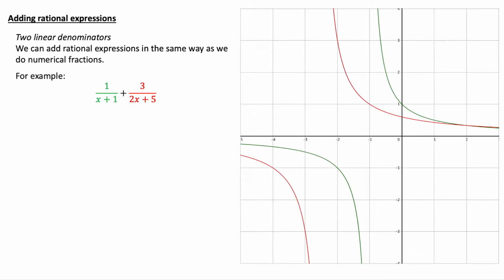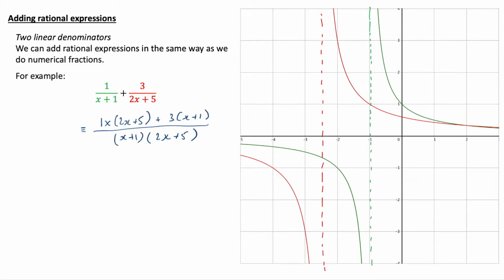So there they are, and they're colour-coded. We can see that the 1 over x plus 1 graph has an asymptote at -1, and the reason for that is, have a little think, that's right, because it makes the denominator 0, so off it goes to positive infinity from the right and negative infinity from the left. And then 3 over 2x plus 5 has an asymptote at -2.5. So there's our green asymptote, and there's our red one.